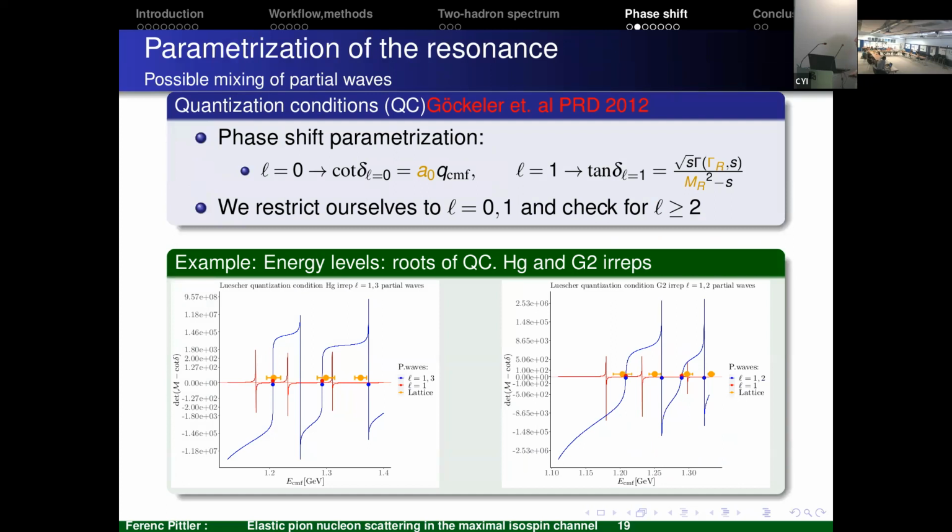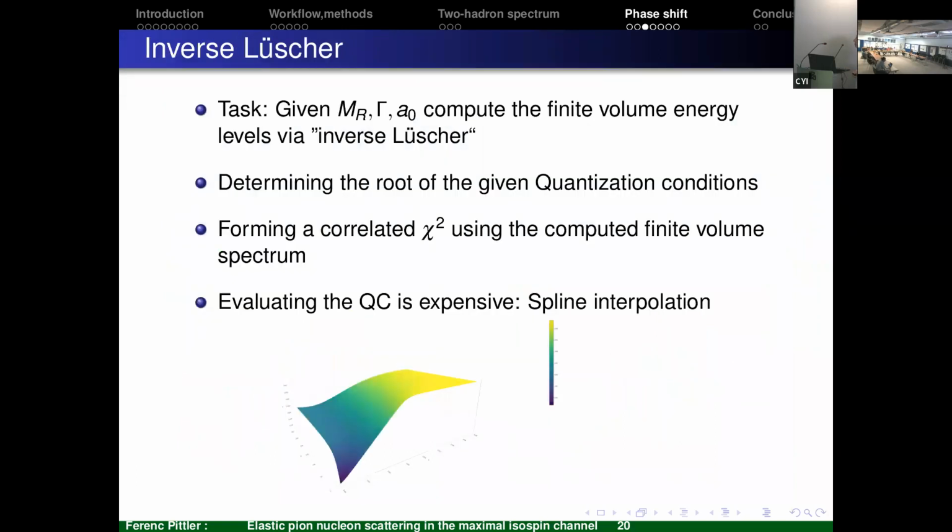Here I just show which parameterization we choose for the resonance. For the L equal 1 case, we choose the Breit-Wigner parameterization for the phase shift. For the L equal 0 case, just the scattering length. These are basically not so important, and this is the kind of important thing.